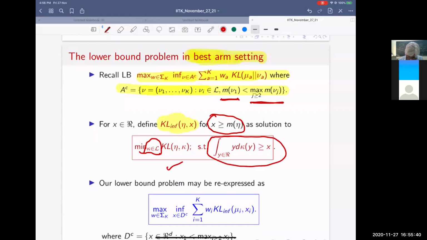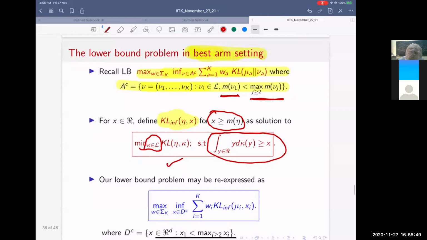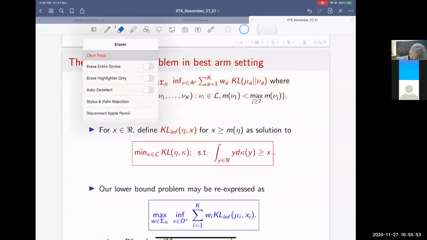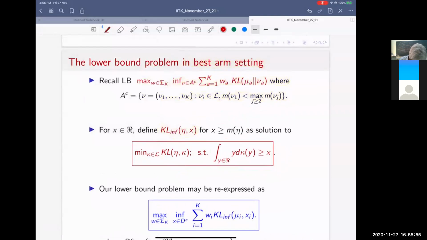So, amongst all the distributions whose mean is greater than or equal to x and which satisfy my moment constraint, I'll find that distribution with the smallest Kullback-Leibler distance from eta. That's KL inf. And essentially what I'm going to do is say that this problem here boils down to this problem right here.